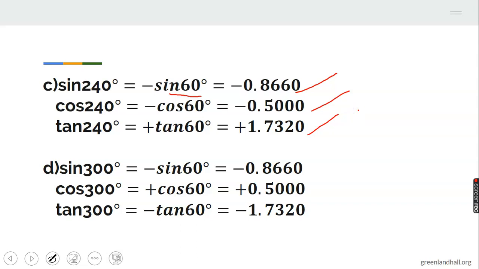Remember CAST. In the last quadrant, you see that it will be cosine that will be positive. The other two will be negative. So sine is minus 0.866, while cos of 300 is the one that is plus 0.5. And tangent of 300 is minus 1.732. So that is the solution. Very important.